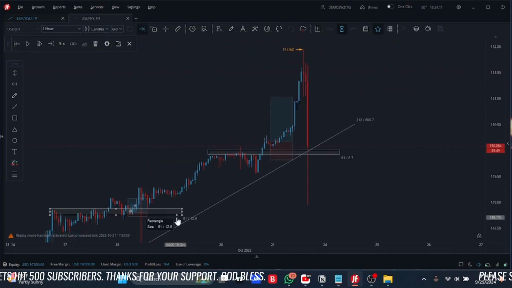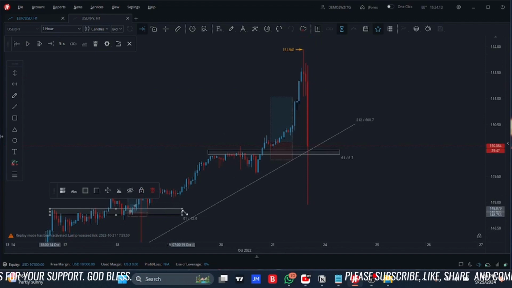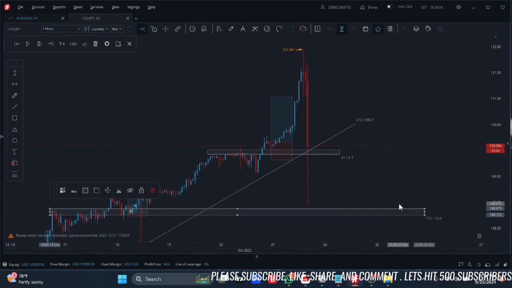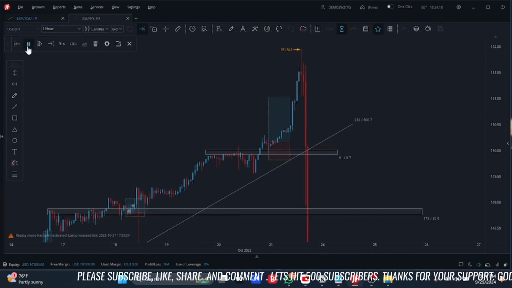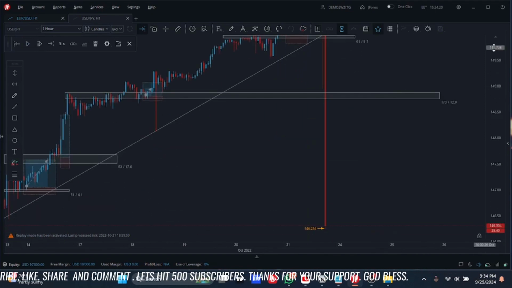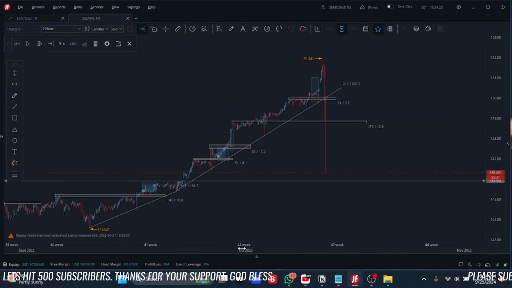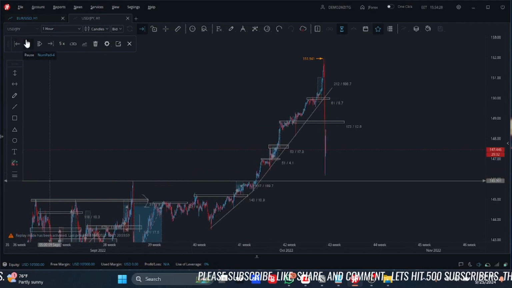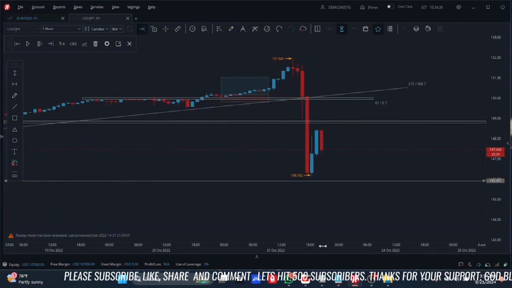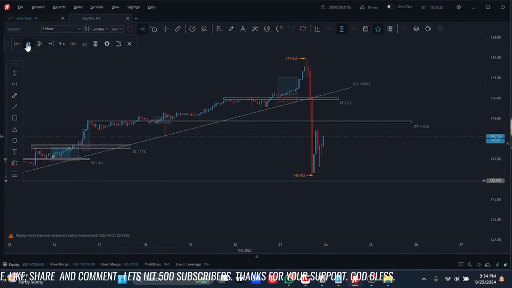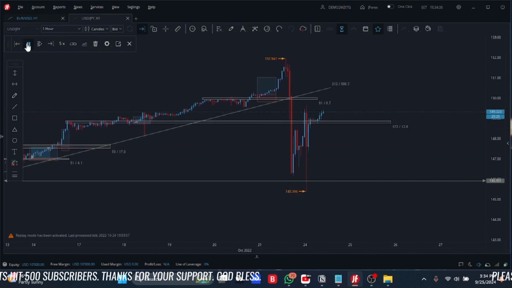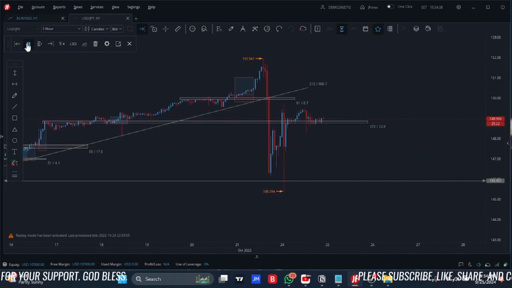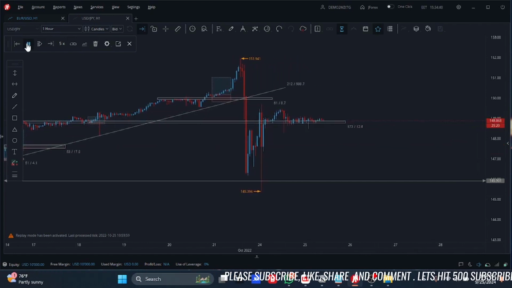Now it's going lower, so let's see which zone is targeted. It broke that zone. Let's see which zone the price is trying to target, or where the price is heading to. It reached that zone and made a pause. The sellers made a pause. Yes, so now the buyers are taking the market higher.